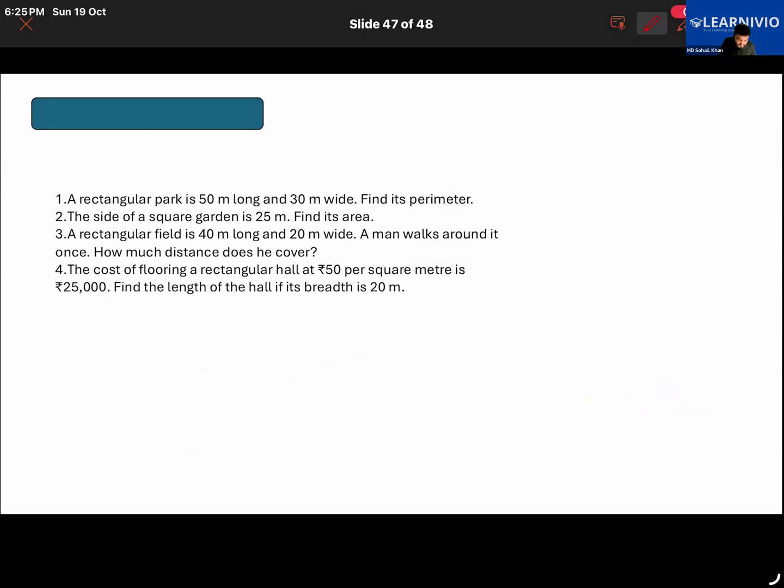So first question is a rectangular park is 50-meter long, meaning length is given 50-meter and 30-meter wide. That is the width or breadth simply. So find its perimeter quickly. Do it as fast as possible.